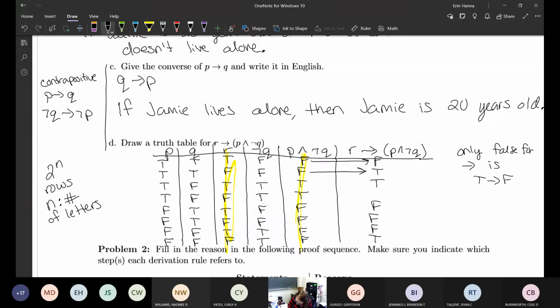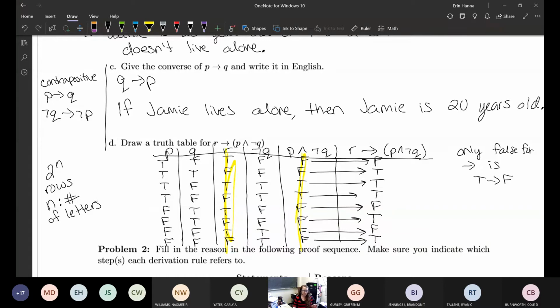False implies false is true. True implies true is true. False implies true is true. True implies false is false. False implies false is true. True implies false is false. False implies false is true. So sorry, I mixed up that one right here. False implies false is true.